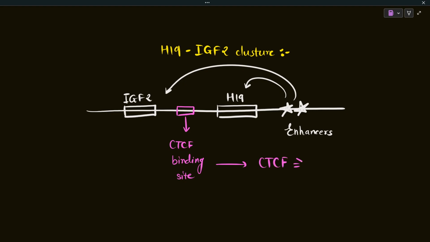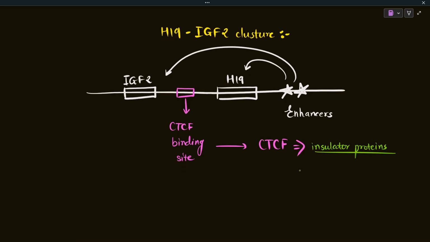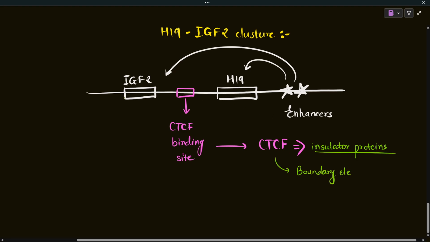CTCF is a very important protein because it is an insulator protein. Those proteins are the boundary elements. They insulate two different regions located on the same chromosome. So this acts as a boundary element for both H19 and IGF2.